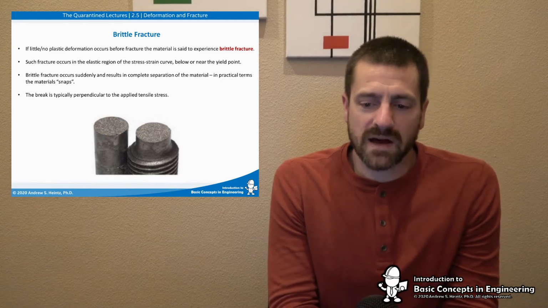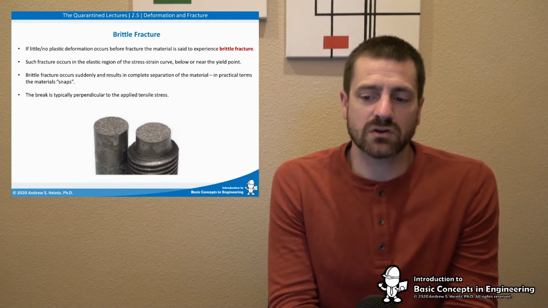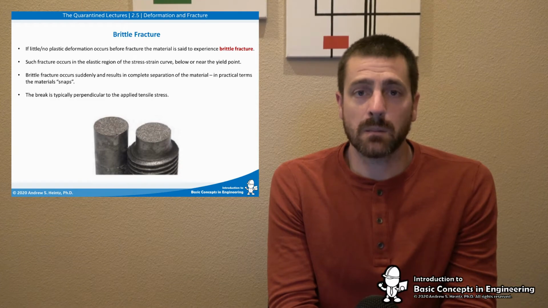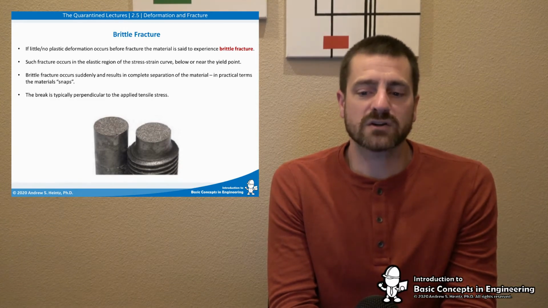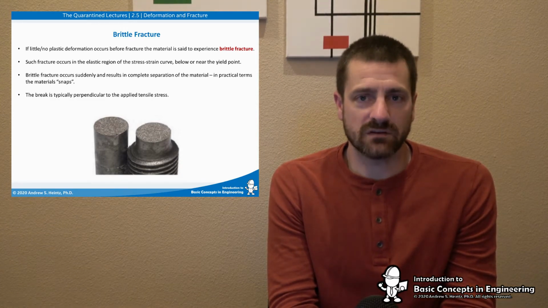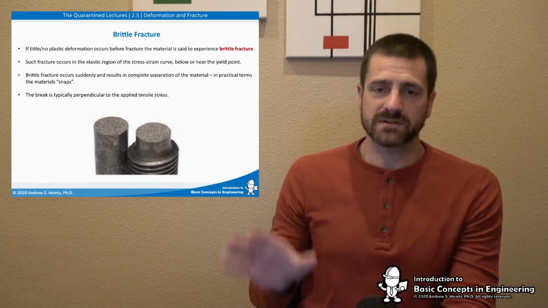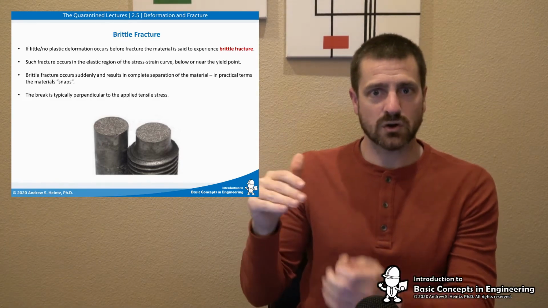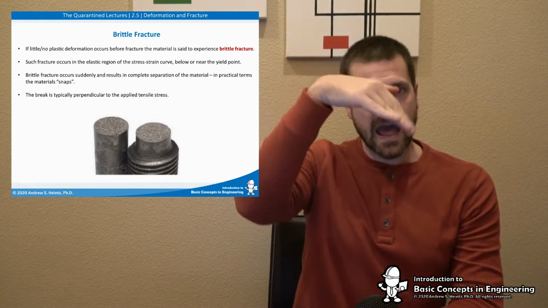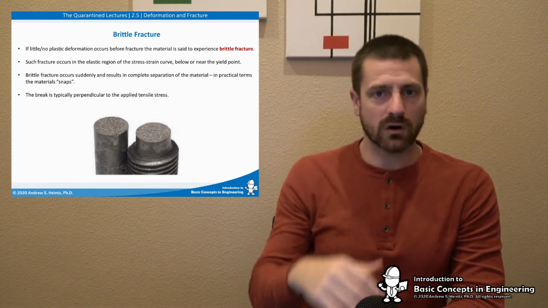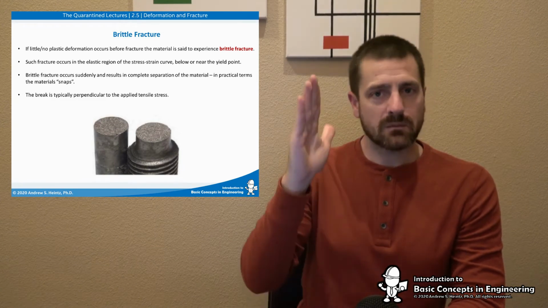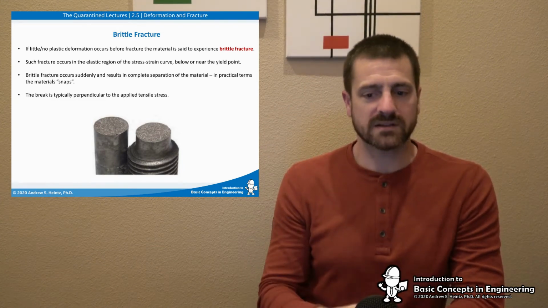If little or no plastic deformation occurs before fracture, the material is said to have experienced brittle fracture. Such fracture occurs in the elastic region of the stress strain curve, below or near the yield point, right? So a material like this that would fracture and be sharp might not even have the actual curve part of the curve, if you want to call it that. It might just look like a straight line with an X at the top.